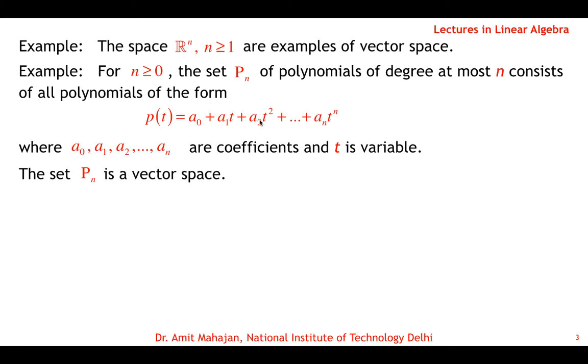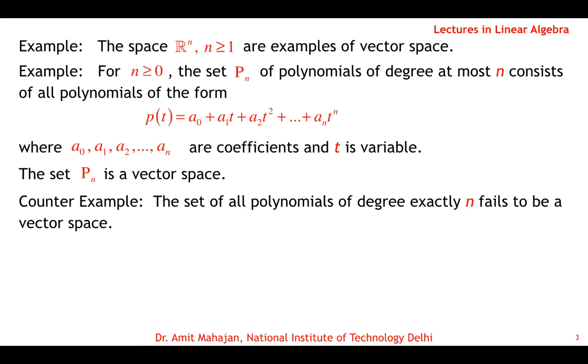So this set is a vector space, the set Pn of polynomials of degree at most n. Okay, so it will contain nth degree and lower degree polynomials. It is a vector space, and one can easily prove that all the 10 properties or axioms are satisfied with respect to normal addition and scalar multiplication.